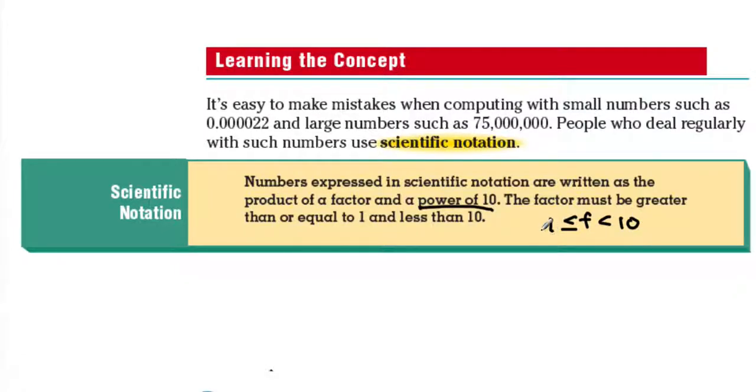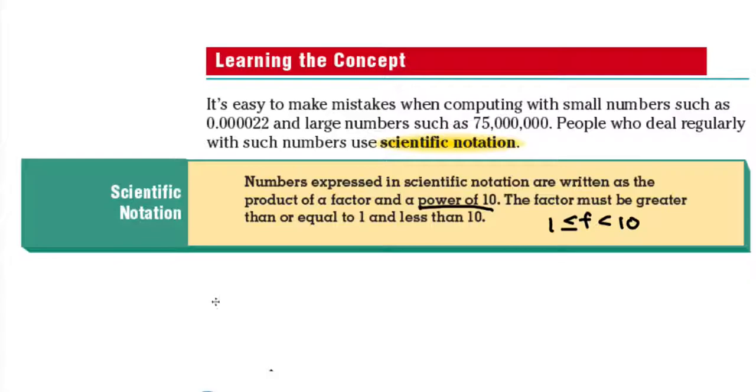So it cannot be less than 1. It cannot be greater than 10. So why is this called scientific notation? You probably guessed it, because most of the time scientists use this. People who deal with big numbers are mostly scientists. Big numbers and very small numbers, and that's why it's called scientific notation.